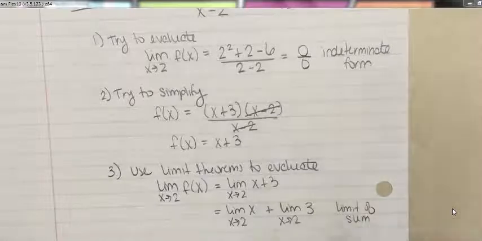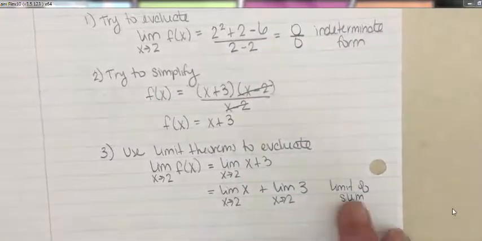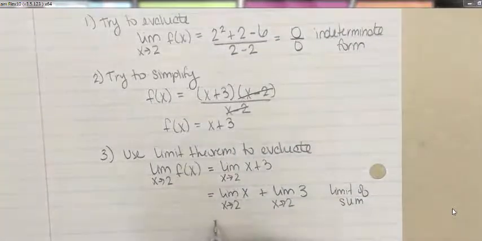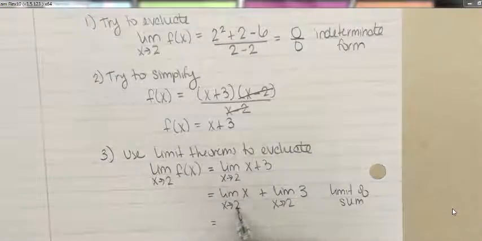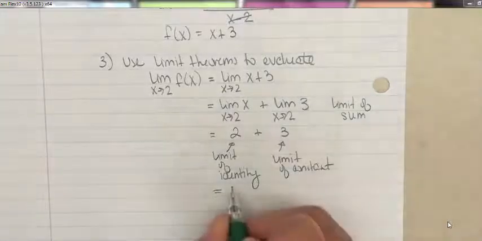They will ask you in some of your problems to write out every single property or every single limit theorem that you use. So I'm just going to write that off to the side. From there, I can plug 2 in here, so that's the limit of an identity. And I can't plug 2 in there because that's the limit of a constant, so that's just going to give me 3. So now I'm going to have 2 plus 3. This one was the limit of an identity, this one was the limit of a constant, and all together I'm going to end up with 5.